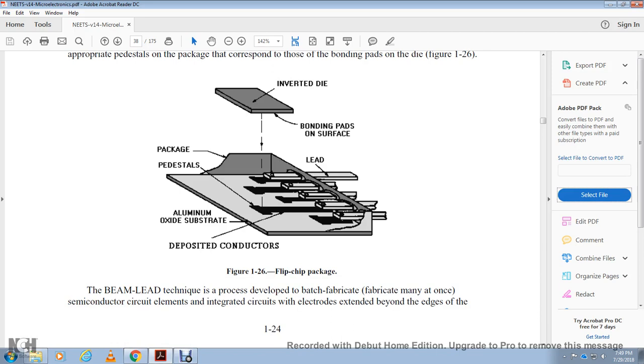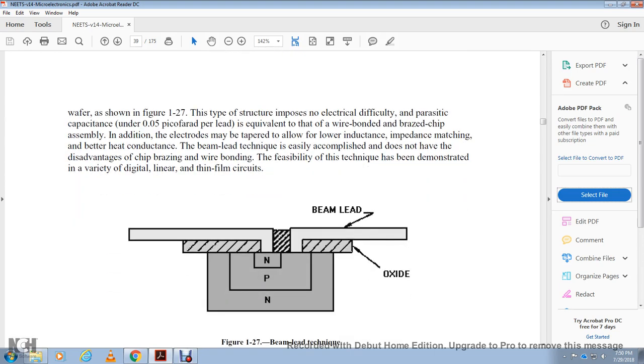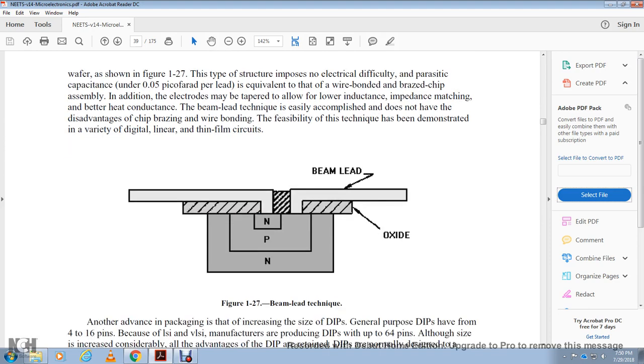Beam lead technique is a process to develop batch fabrication, making many at once. The semiconductor elements are integrated with electrodes that extend beyond the edge of the wafers, shown in figure 127. The strip of the input has no electrical difficulty, with parasitic capacitance of hundreds of microfarad per lead, equivalent to the wire-bonded chip. An additional electrode is made tapered to allow lower inductance, impedance matching, and better heat conduction. The beam lead technique does not have the disadvantage of brazing wire, and the bonding feasibility of the technique has been demonstrated in variable digital linear thin film circuits, beam lead oxide, negative positive negative beam lead technique.